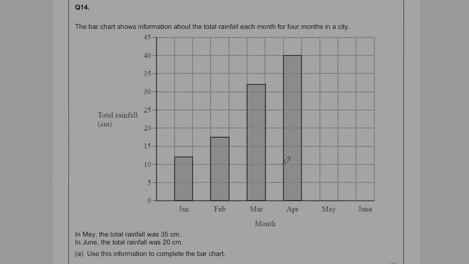All right, question 14. The bar chart shows information about the total rainfall each month for 4 months in a city. In May, the total rainfall was 35 centimeters. In June, the total rainfall was 20 centimeters. Use this information to complete the bar chart. Okay, so May 35, so I'll find 35, and I need a similar looking bar, so same width as the others. And then in June, it was 20, so that's my final bar.